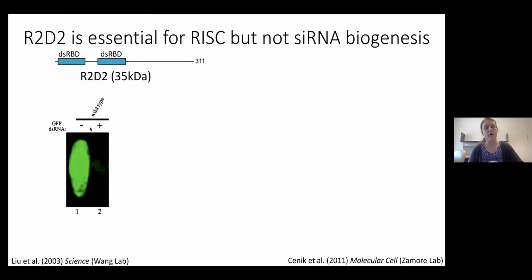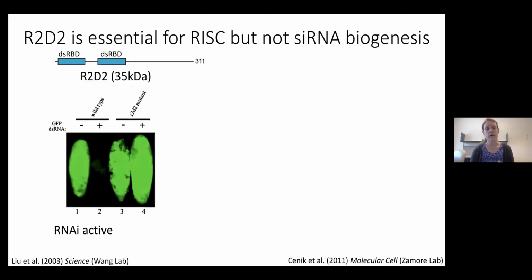In this example, I have Drosophila embryos that are expressing GFP in wild-type embryos, and you can see when you introduce GFP double-stranded RNA, the GFP signal goes down, indicating that RNAi is active. But if you mutate R2D2, in this case, R2D2 is knocked out, there is now no difference between the presence or absence of GFP double-stranded RNA. Both embryos are still expressing GFP, indicating that RNAi is now inactive.